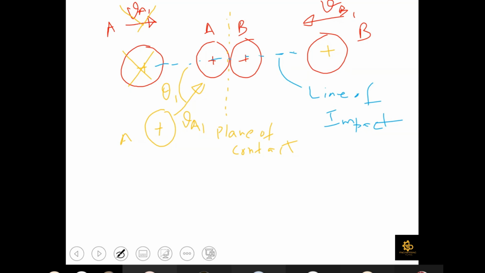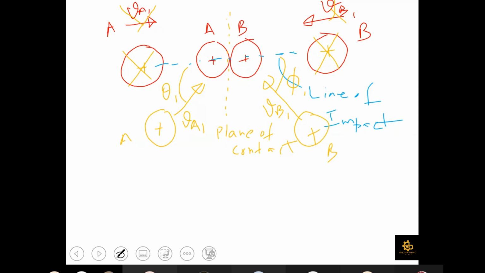Similarly, if I talk about particle B, suppose that instead of traveling from this location, particle B was located at this location and it was traveling with a velocity VB1 at an angle of say φ1 with respect to the line of impact. So at the time of collision, this is the line of impact, shown by the blue line. Since now both these particles are traveling at an angle with respect to the line of impact before collision, it is an example of oblique impact.